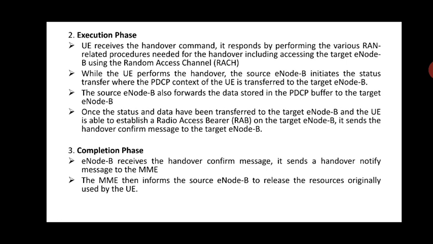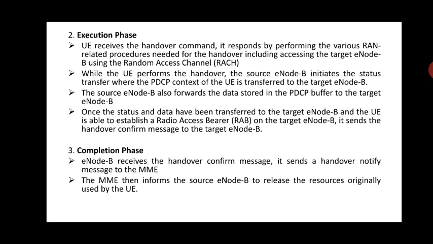Similarly, if the user equipment is under a call from the source E node B, all the way the data has to be transmitted onto the target E node B. Means through what? Through PDCP, all the data will be transferred from one node to another node. Okay, through the PDCP buffer and the data packets.